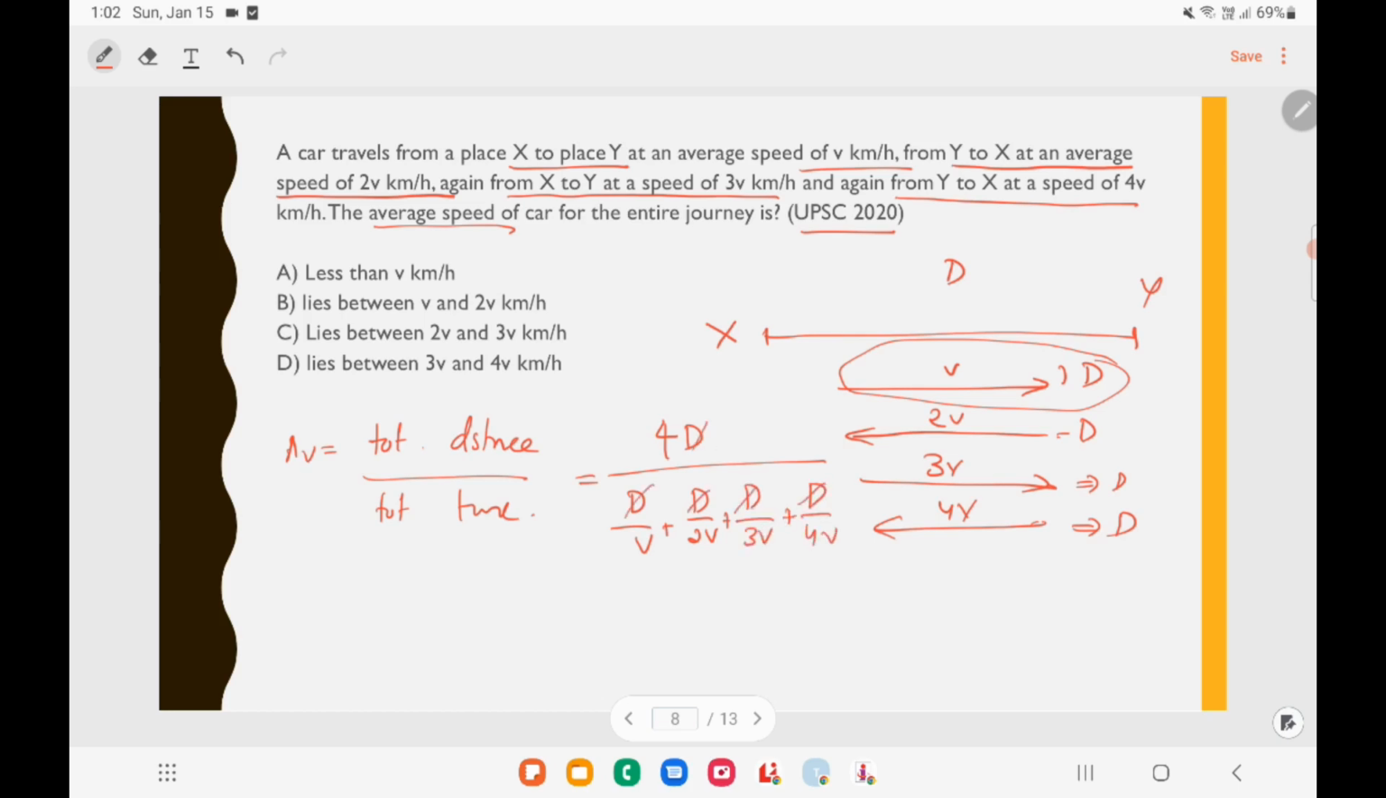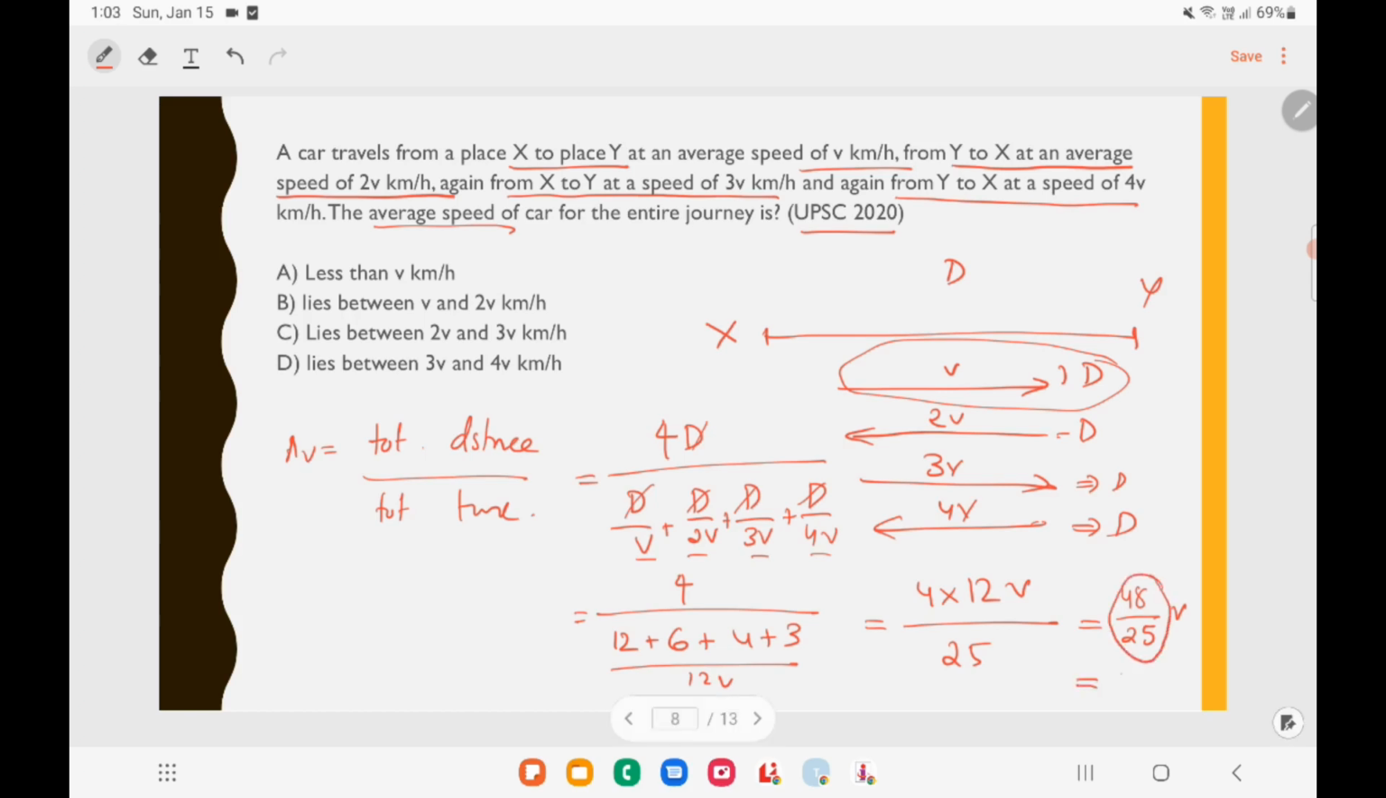So you can cancel d out. Now the LCM of v, 2v, 3v, 4v is 12v. So we make the denominator 12v. So it will become 4 divided by (12 plus 6 plus 4 plus 3) divided by 12v. So this becomes 4 into 12v divided by 25, which is 48 by 25v. Now if you see the options, like less than 4v, or lies between v and 2v kilometer per hour, we don't need to find the exact value. So we got 48 by 25v.